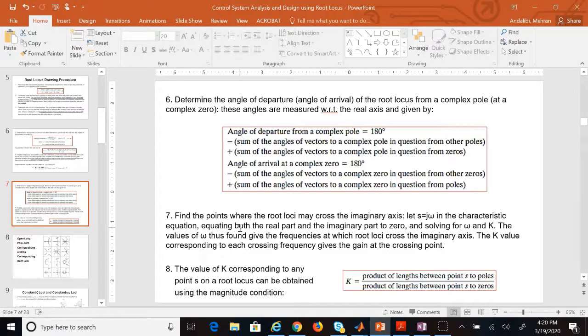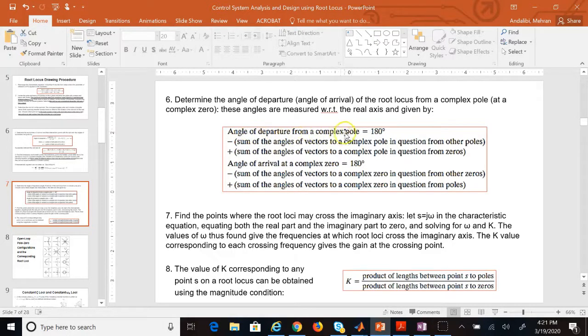So if you have a complex pole, you might have angle of departure, or if you have a complex zero, you might have angle of arrival of the Root Locus from those locations. Now this is just to make Root Locus more accurate when we want to draw it by hand.